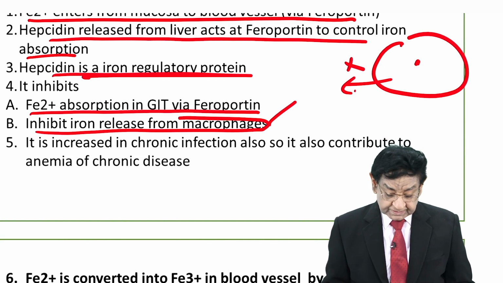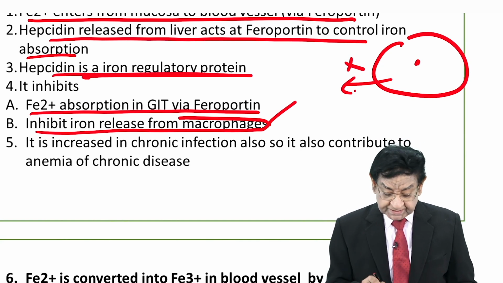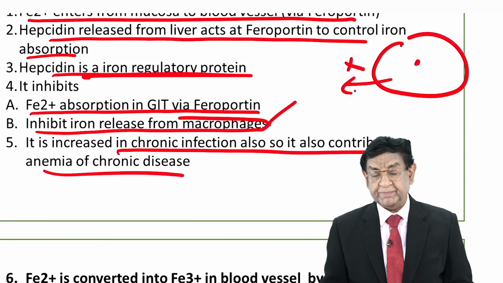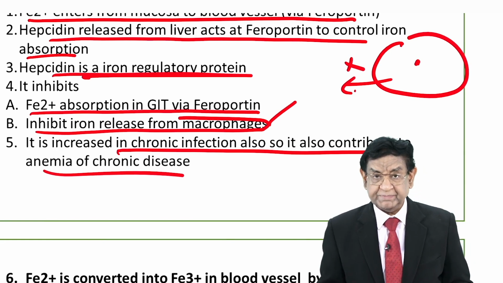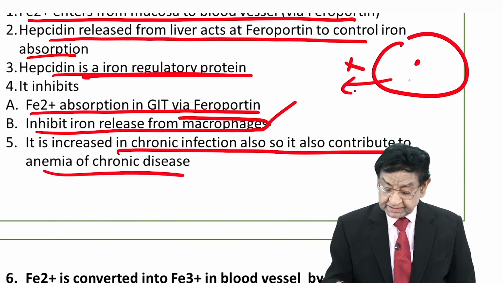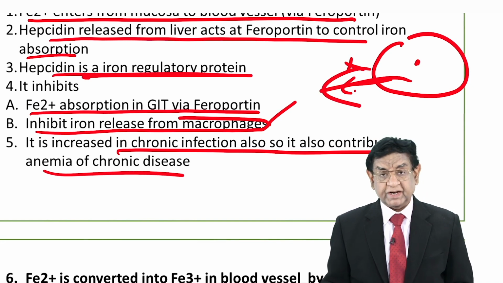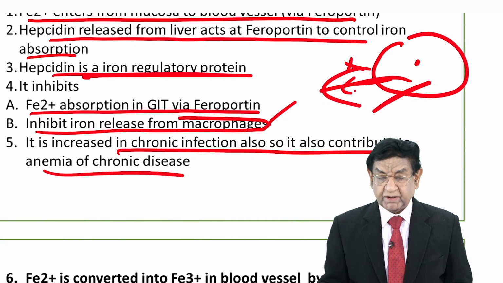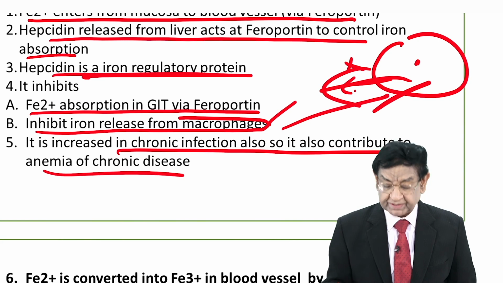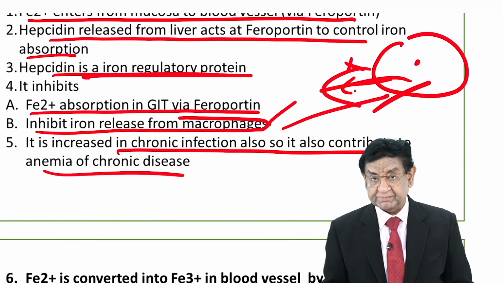Now, this hepcidin is increased in chronic infection. So this also contributes to anemia of chronic disease. That means less and less iron will be absorbed in any condition of anemia of chronic disease. Rather, it will inhibit. This is a very important mechanism in anemia of chronic disease: hepcidin inhibits iron release from the stored site, which is one of the contributory factors.